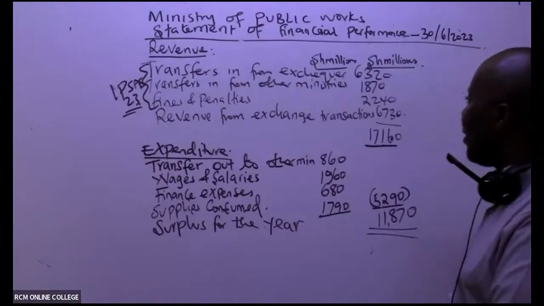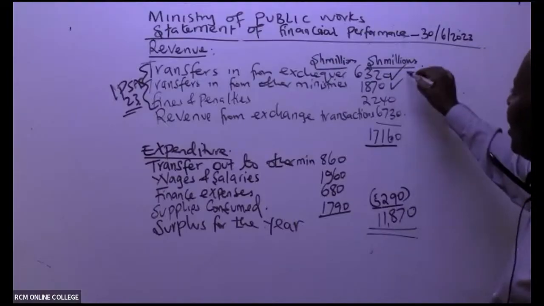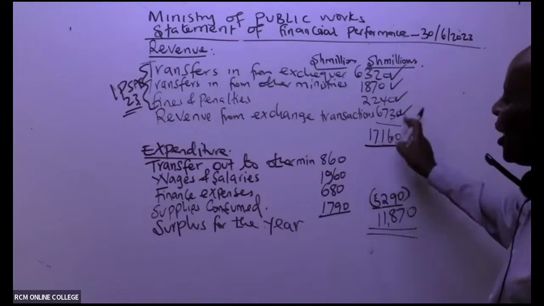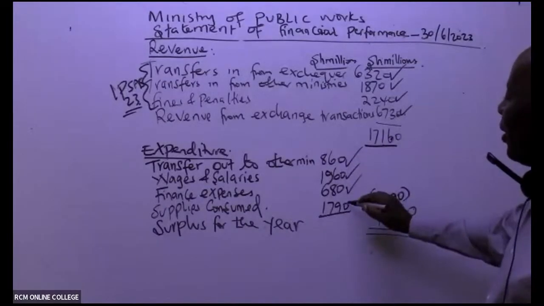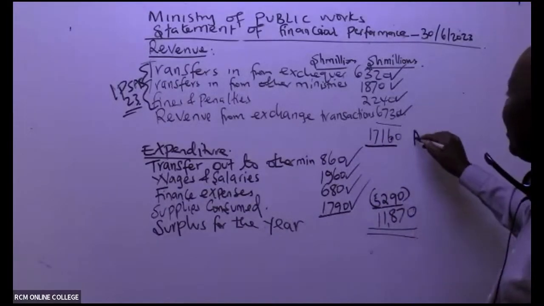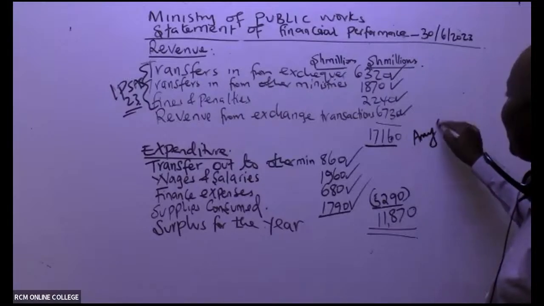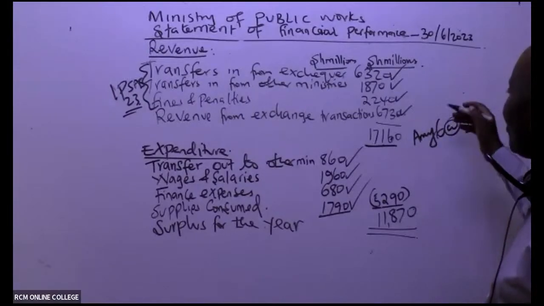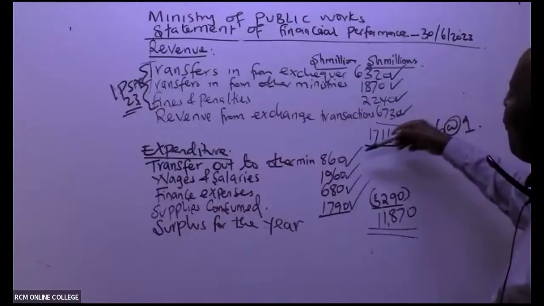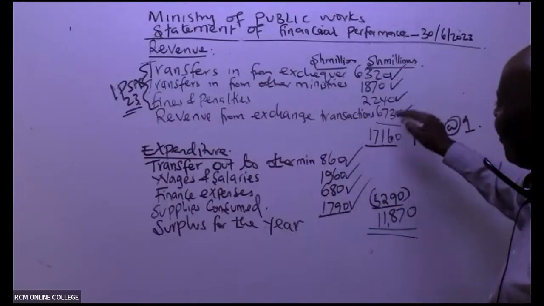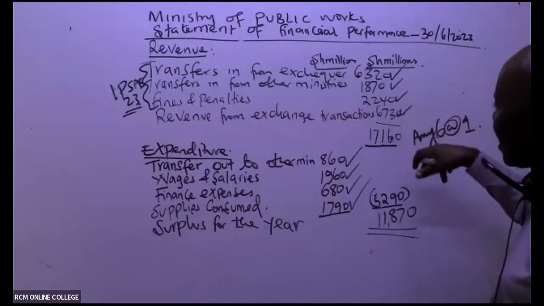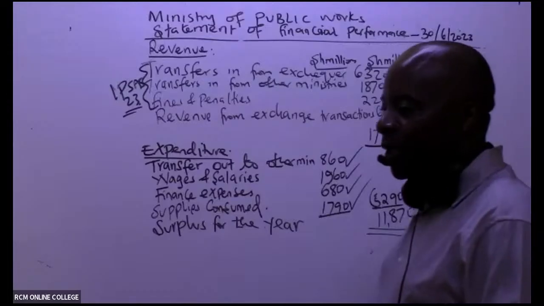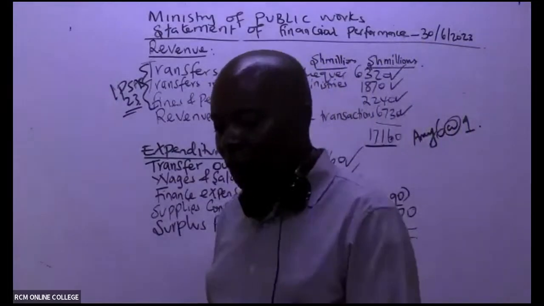So then how do they mark? Remember, these are 6 marks. We rarely mark these totals. Any 6 at 1. So 1, 2, 3, 4, 5, 6. Even if some of them are wrong, just any 6 at 1, you have your 6 marks.